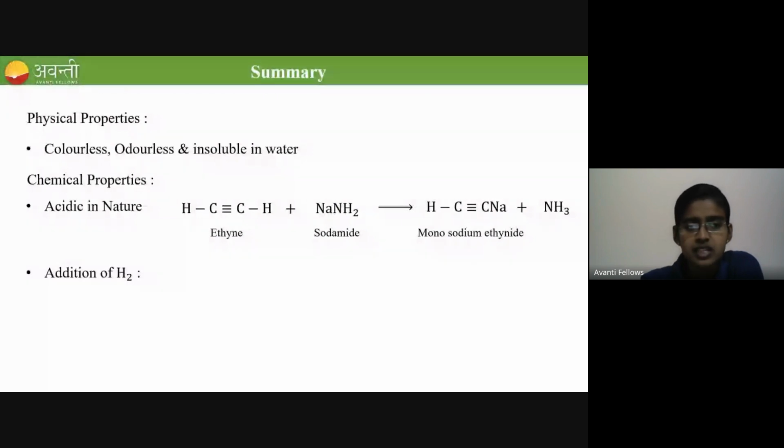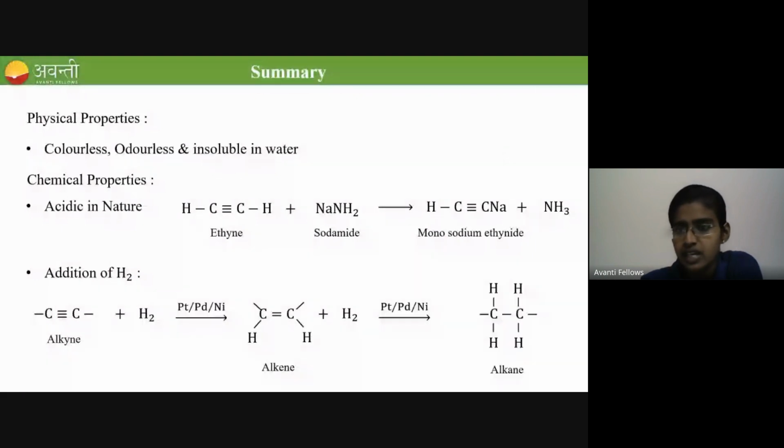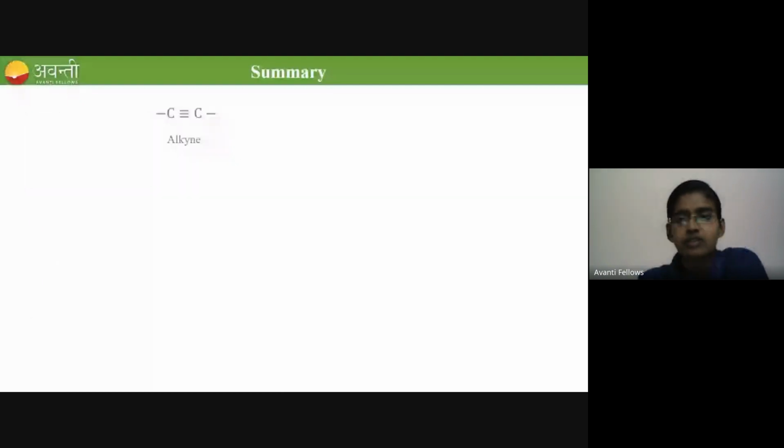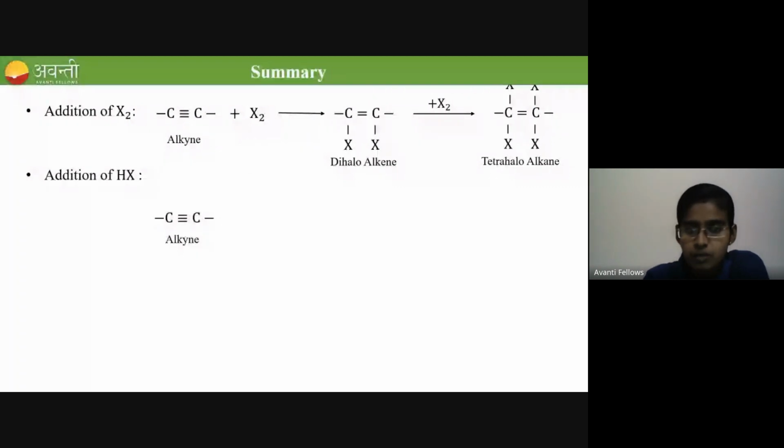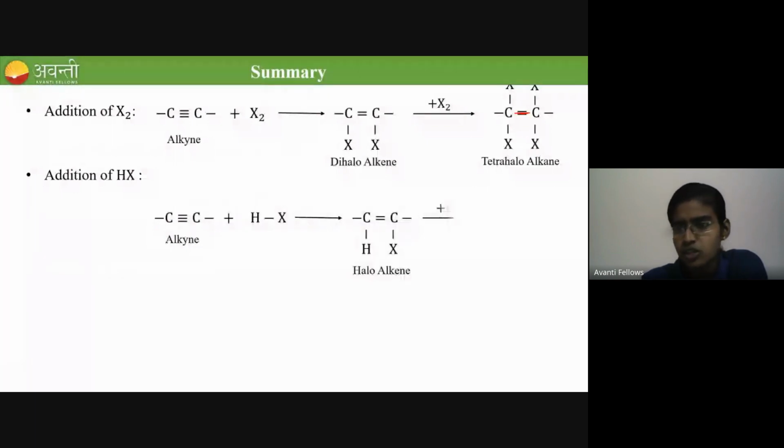And next we have seen the addition of H2. Addition of H2 leads to the formation of alkane, right? And addition of halogen leads to the formation of tetrahaloalkane. And addition of HX, here it should be a single bond, okay? It is not a double bond, it is a single bond. And addition of HX. If the system is symmetrical, then just add the molecule. While coming to an unsymmetrical system, do Markovnikov addition. Okay, the first step would be the general thing, and the second step would be the Markovnikov addition part. Okay, in this addition of HX.